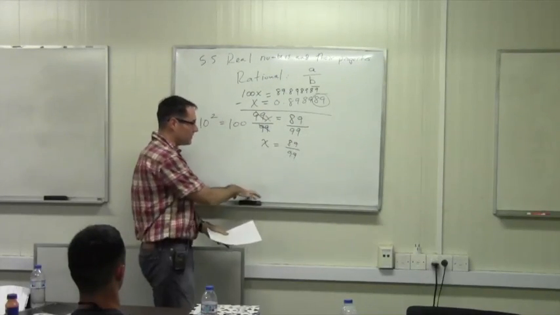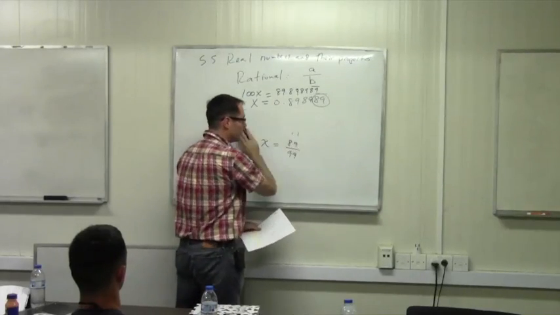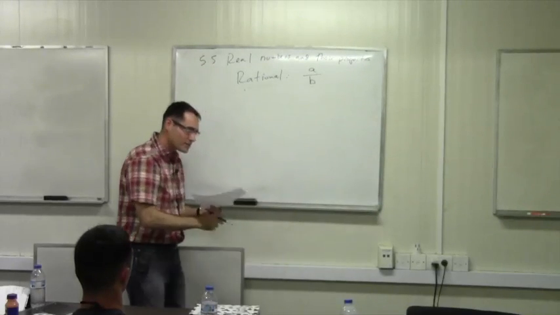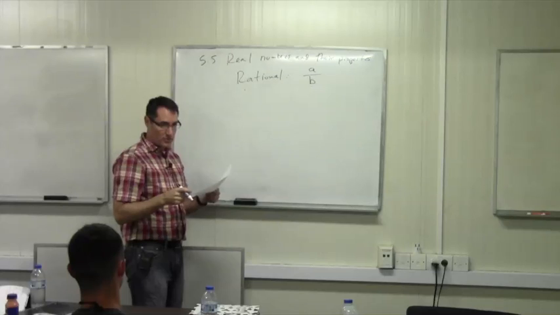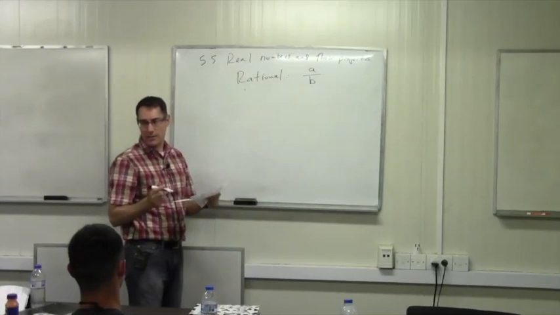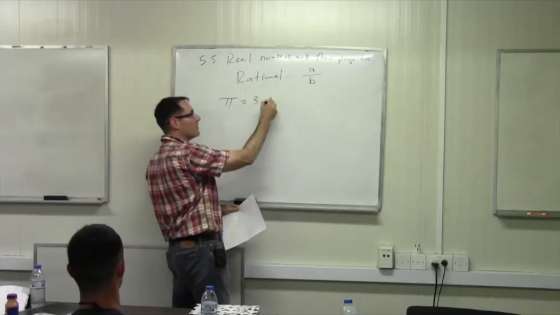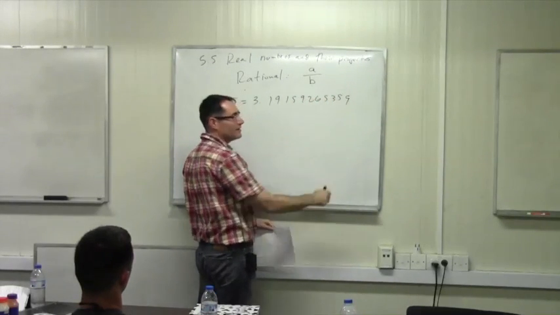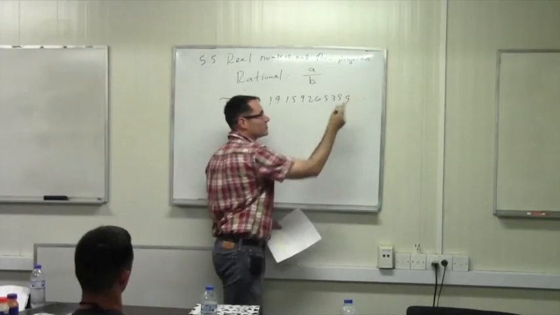Still a rational number, though. Even though it repeats forever, it's still a rational number. And then finally, after the rational numbers, we had irrational numbers. What's the most famous irrational number? Pi is an irrational number. Why? Because it goes on forever. 3.14159265359, and it just keeps on going, but there's no discernible pattern.